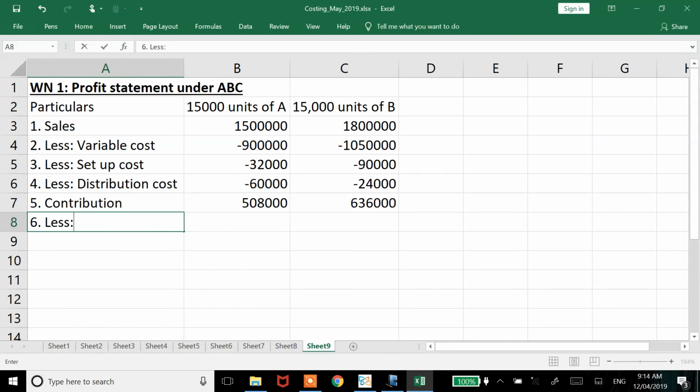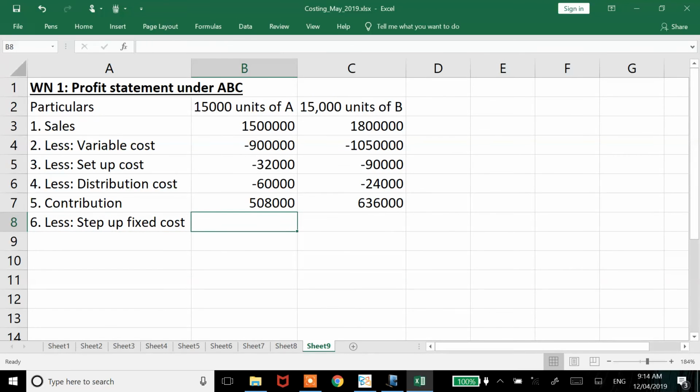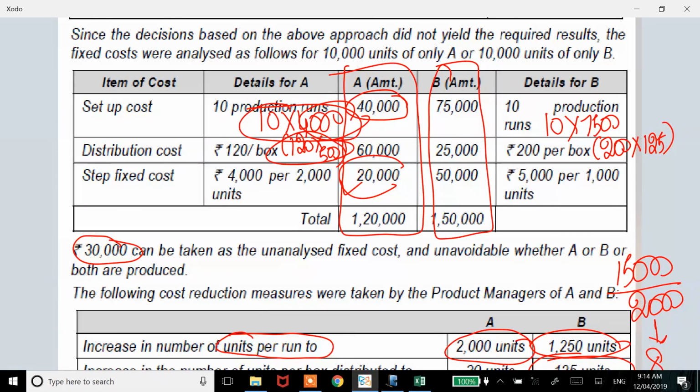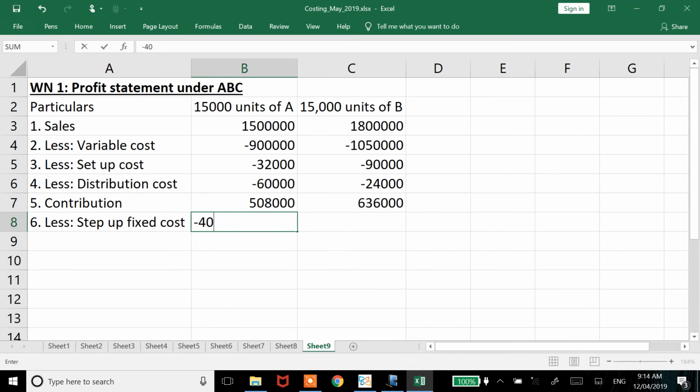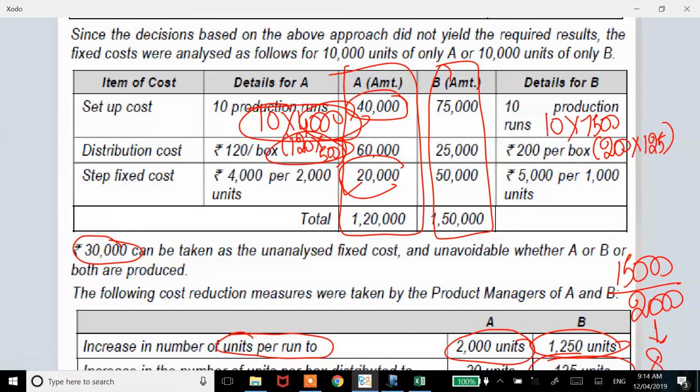Less step-up fixed cost. Earlier it was 4,000 into 5 lots. Now it is 4,000 into 8 lots. This side it was 5,000 per lot. How many lots are there now? 15 lots. Now one lot is 1,000 units.